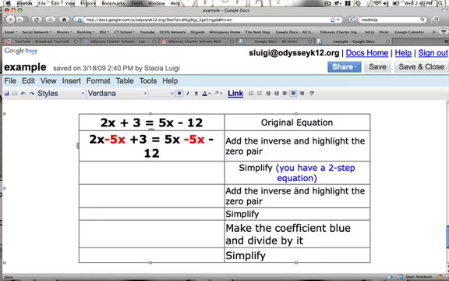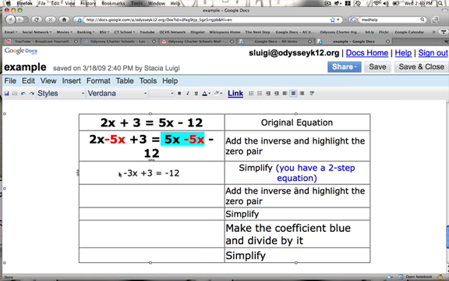Paste it over there. Once you have done this, you need to highlight the 0 pair. So come over to the 5x minus the 5x. That is worth nothing. That's worth 0. So you're going to highlight that to show me that it's going to go away. Come down into your third step where you simplify. First thing you simplify is 2x plus negative 5x. That sum is negative 3x. What is still sitting next to those two terms is a positive 3. Bring down your equal sign. The 5x minus 5x is gone, and you're left with a negative 12.